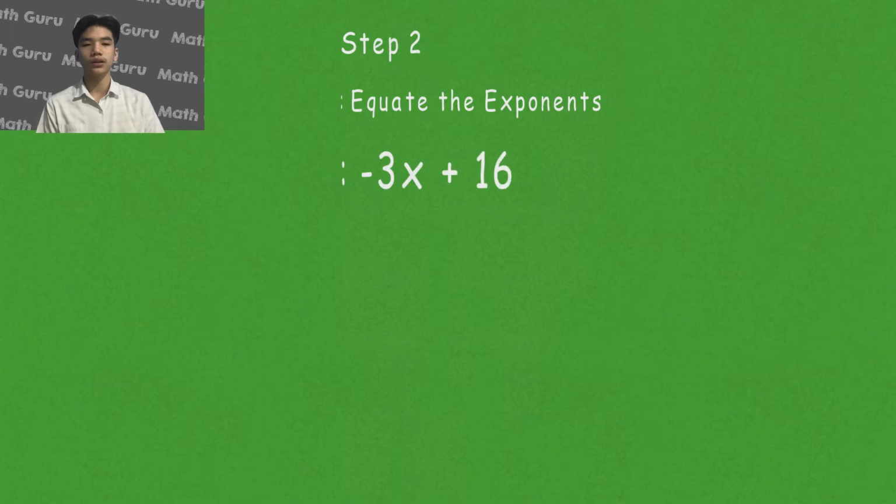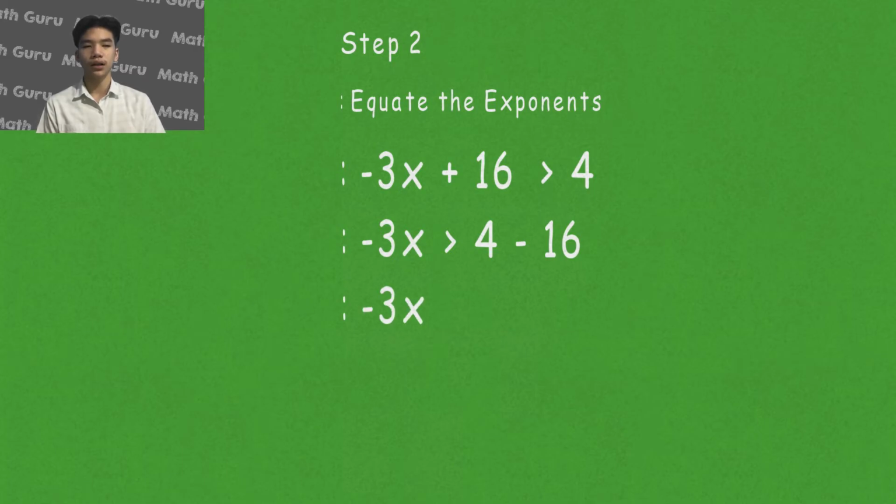Like the other problem, we will now equate the exponents. So, the exponents are negative 3x plus 16 is greater than 4. Now, we have to put the like terms on one side. So now we have negative 3x is greater than 4 minus 16. Now we simplify that into negative 3x is greater than negative 12. So now, what we need to do is isolate x. To isolate x, we need to divide both sides by negative 3. It will now be negative 3x over negative 3 is greater than negative 12 over negative 3.